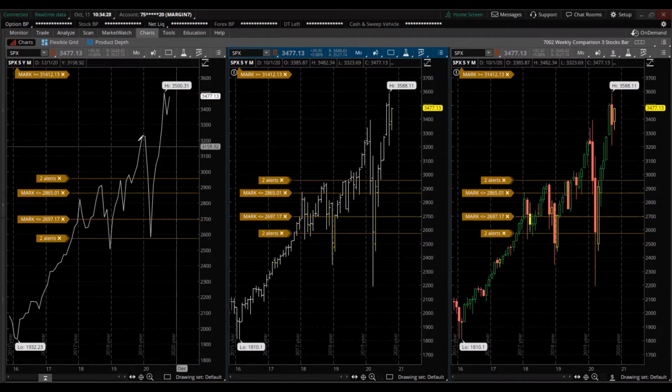The first chart is referred to as a line chart. Line charts you often see in textbooks, newspapers, magazines, or media outlets. My line charts here are representing the closing price.